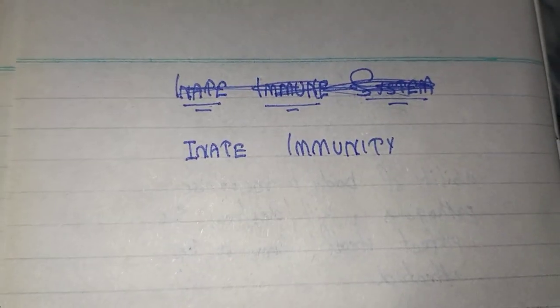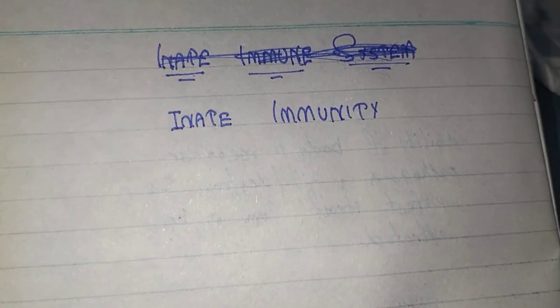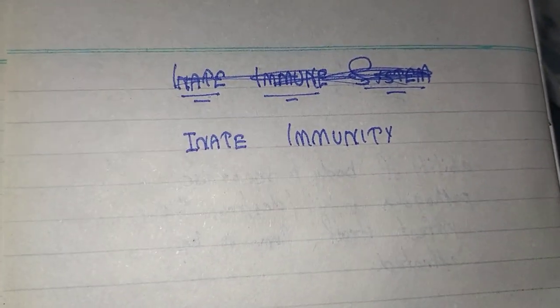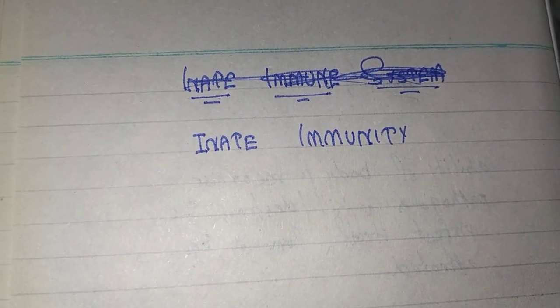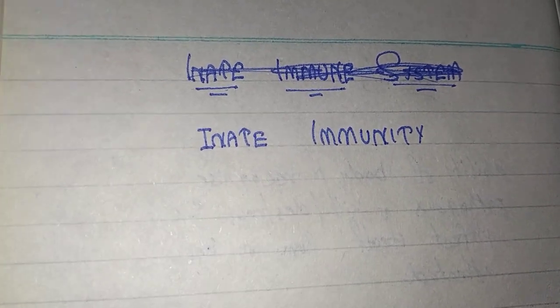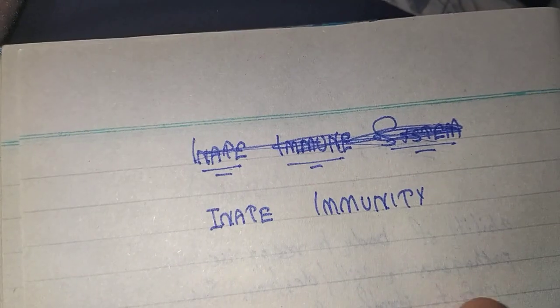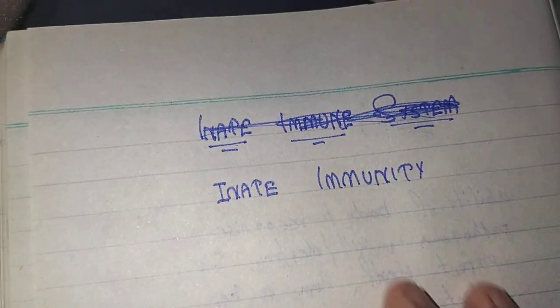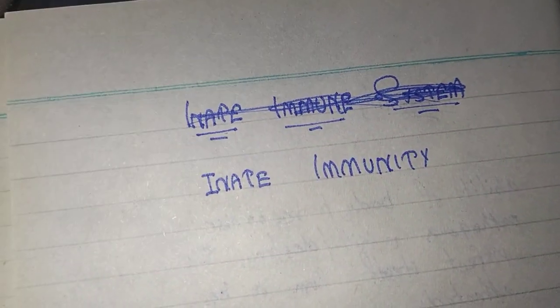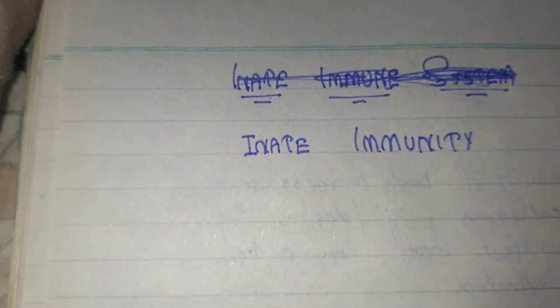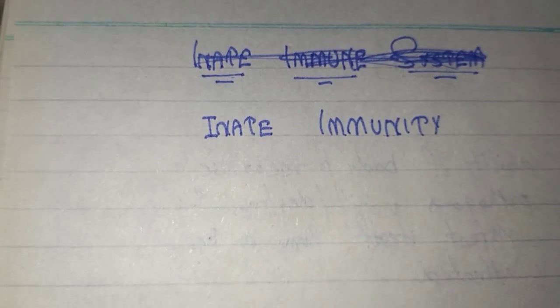Today we will discuss innate immunity. Yesterday we discussed immunity and its types, which are innate and acquired, and some types and a little detail about acquired immunity. So today we will be discussing innate immunity: what it is and what its functions or usage are.